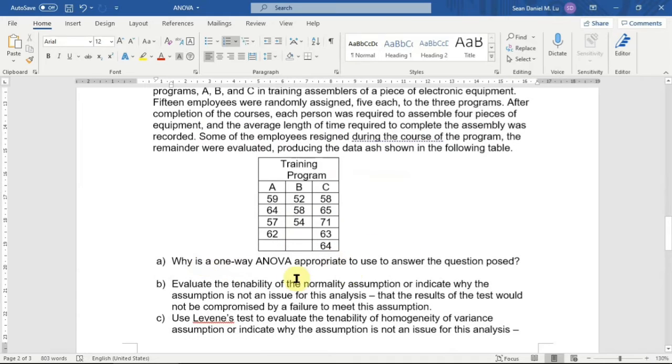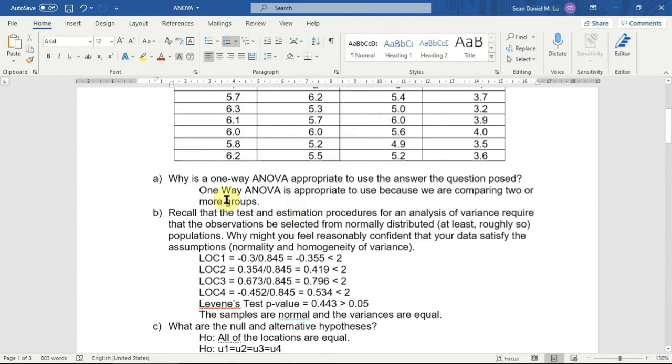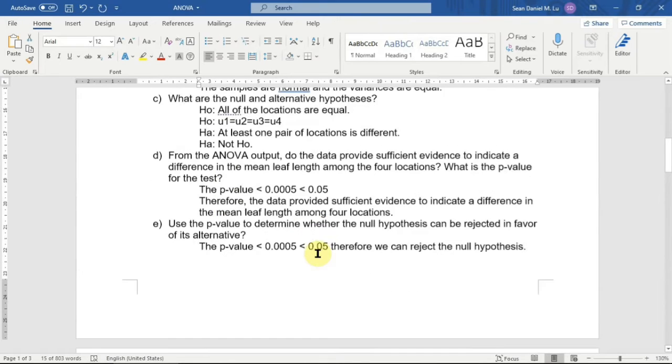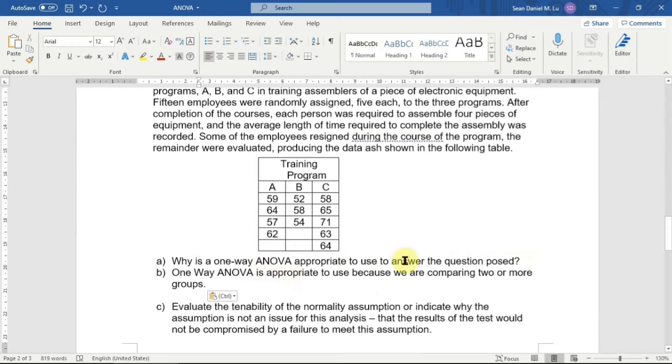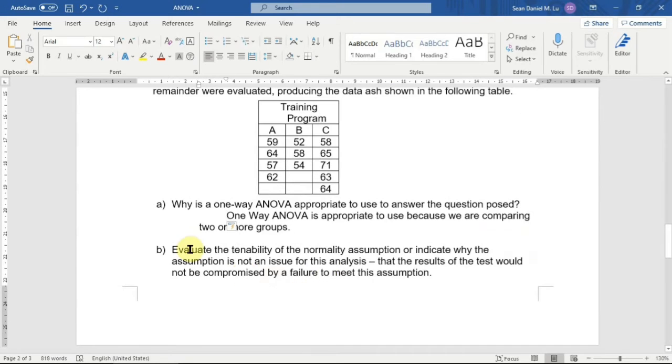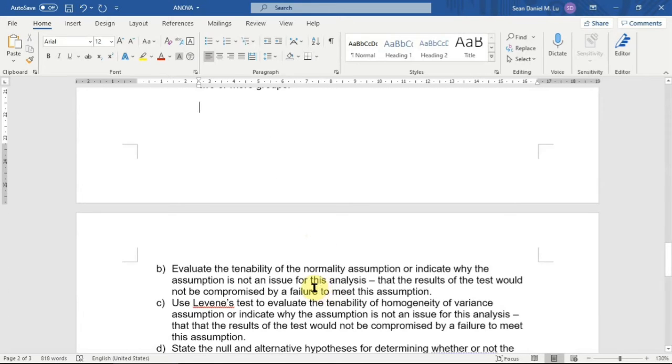Why is the One-Way ANOVA appropriate to use in the question posed? Same answer. One-Way ANOVA is appropriate to use because we are comparing 2 or more groups. Evaluate the tenability of the normality assumption. So we're going to test for normality.